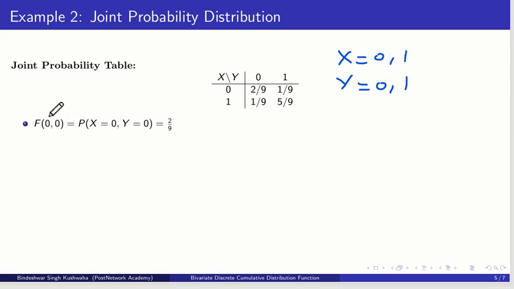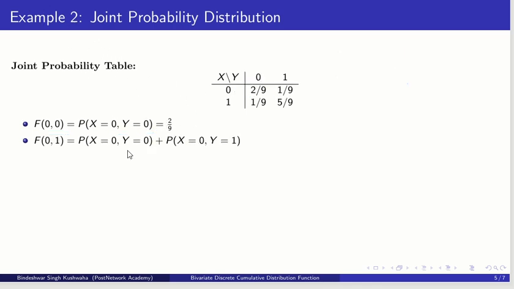And F(0,0), that is X is equal to 0, Y is equal to 0, is this one. In the same way F(0,1): X is 0 and Y is 0 gives 2 upon 9, and X is 0, Y is 1 should be here. Let us see that. So 2 upon 9 plus 1 upon 9, this is 3 upon 9.